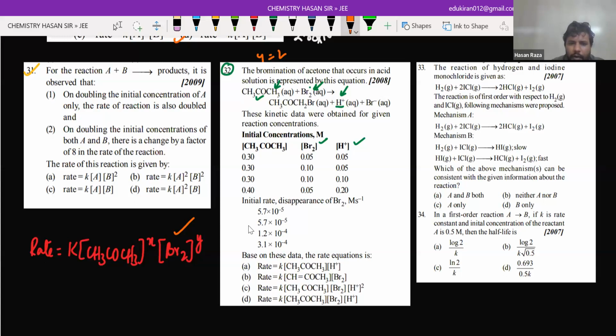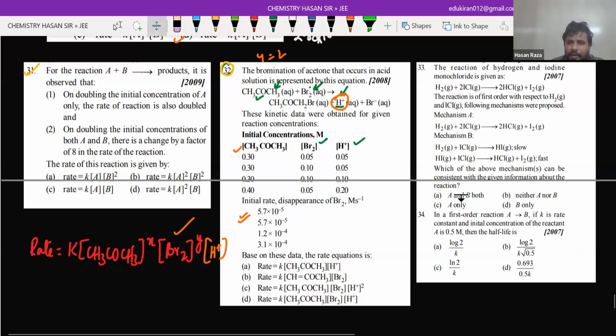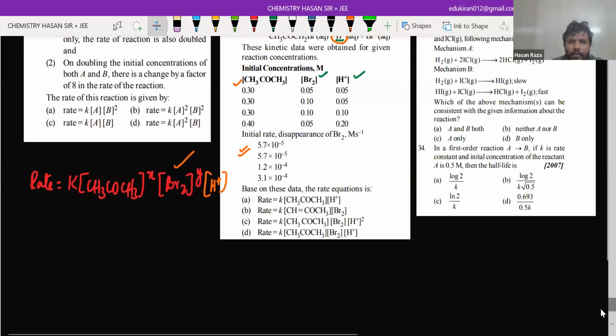How you are going to calculate? With the help of this as well. As you know that initial concentration is given, so all we need to do is very simple. H plus is also there, so we are going to take H plus as well, and one by one we are going to do this. First, we need to write it. Wait a minute, I'm going to show you.